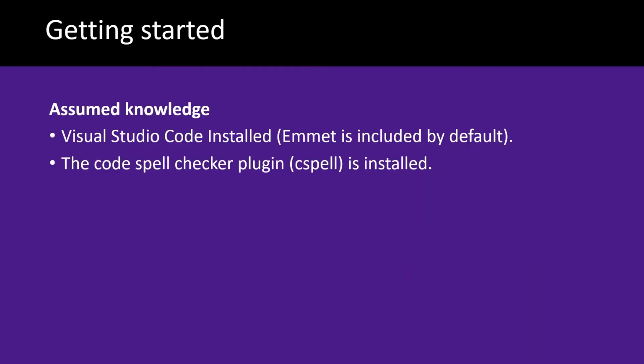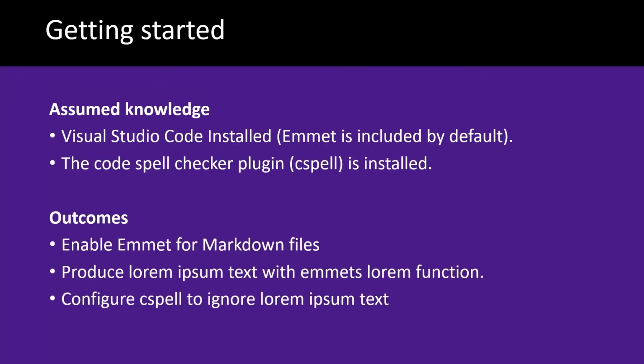For this video, it's assumed you have Visual Studio Code installed, and you'll need an up-to-date version, so Emmet's included by default. And for the later part of the video, you'll need the Code Spell Checker plugin installed if you wish to spell check your work and ignore Lorem Ipsum in that process. On completion of this video, you'll be able to enable Emmet for Markdown files as it's disabled by default. You'll be able to produce Lorem Ipsum text with the Emmet Lorem Ipsum function, and you'll be able to configure cSpell to ignore the Lorem Ipsum text so you don't keep getting warnings about spelling errors.